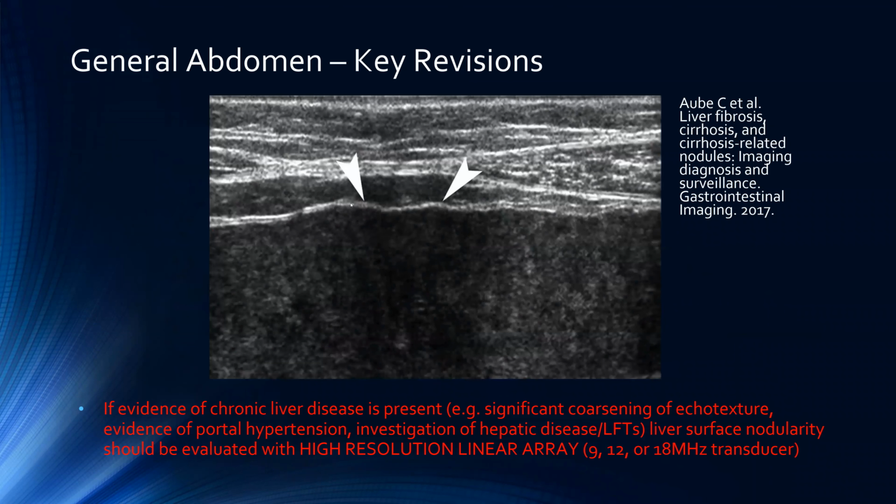So here you can see just a correlate image showing that contour nodularity that may be too subtle to really appreciate on the curvilinear, and can go a long way in allowing us to really give a suggestion of whether or not the liver is truly cirrhotic or just some early chronic liver disease on the basis of echotexture, which I find can be a very subjective finding.